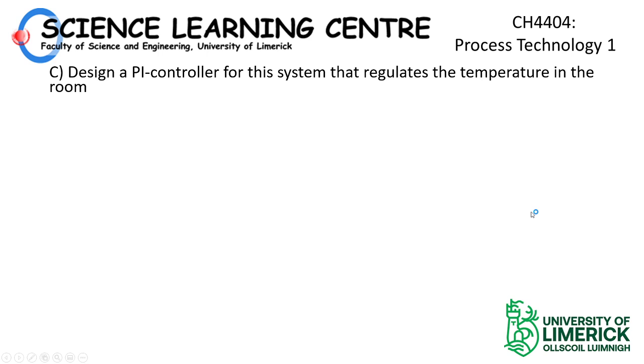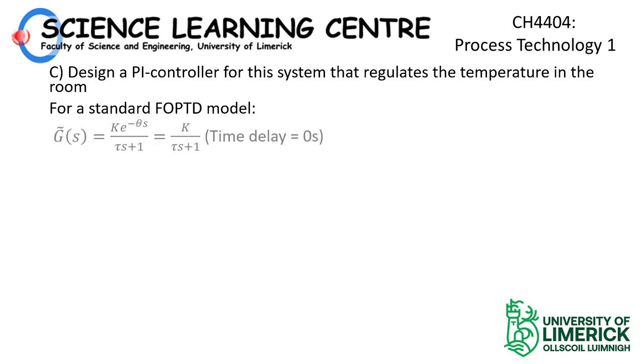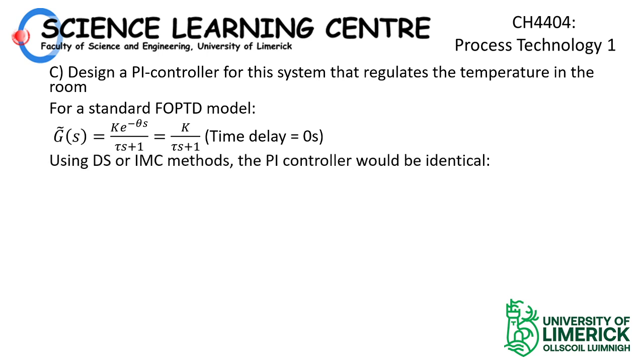Design a PI controller for this system that regulates the temperature in the room. We will take a standard first order plus time delay model: K e to the minus theta s divided by tau s plus 1. Now, we're not really interested in the time delay. It's just the model that we picked. So we'd set the time delay to be 0, and we would get K over tau s plus 1. We already know K, we already know tau of our system.